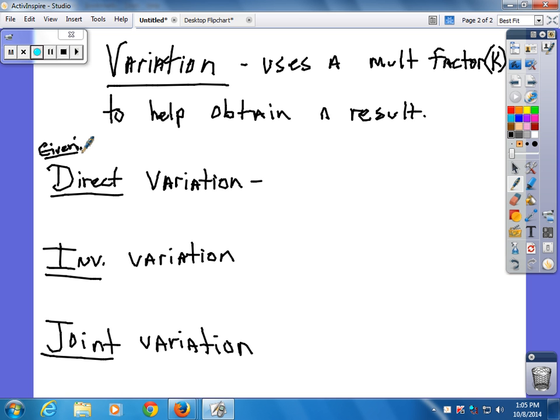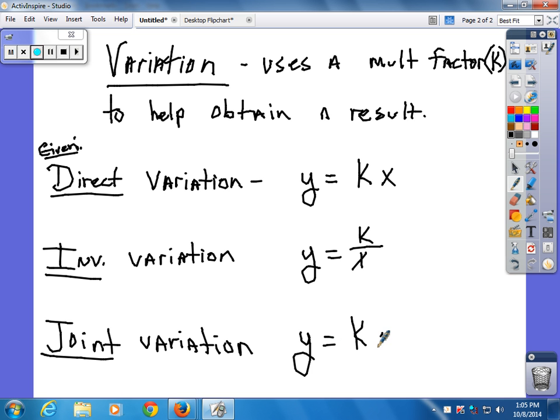Direct variation is y equal to k times x. Inverse variation is y equal to k over x. And joint variation is y is equal to kxz, and you can use z or w, whatever you want to.